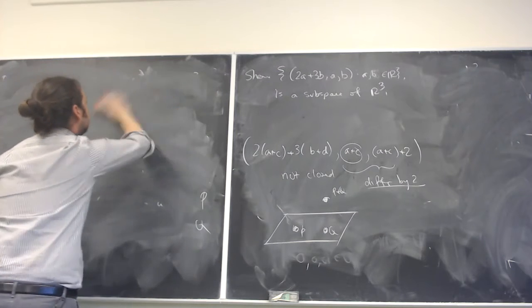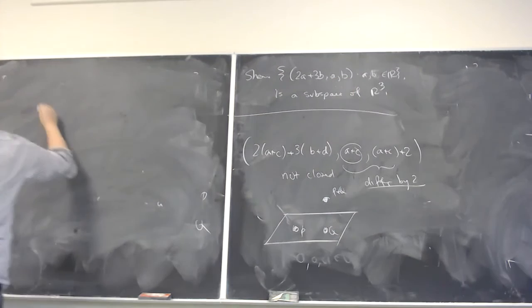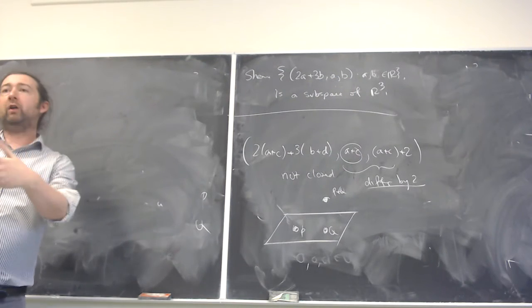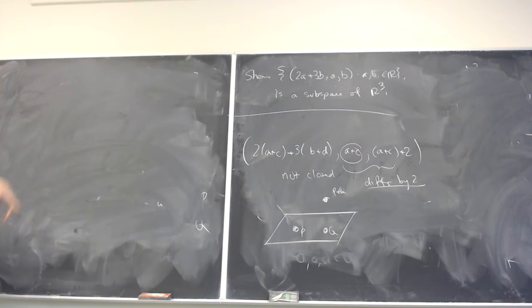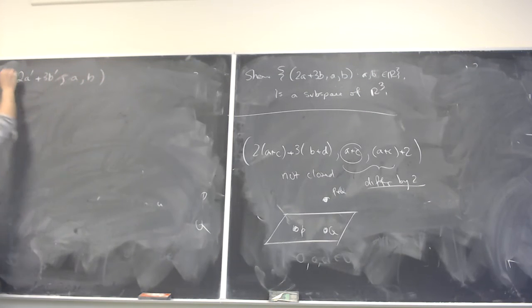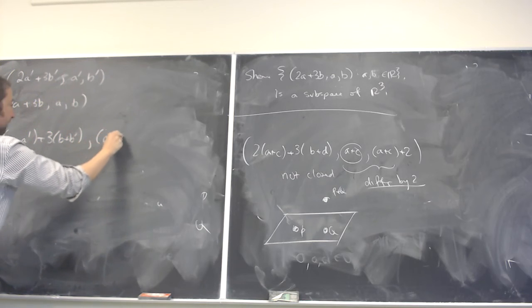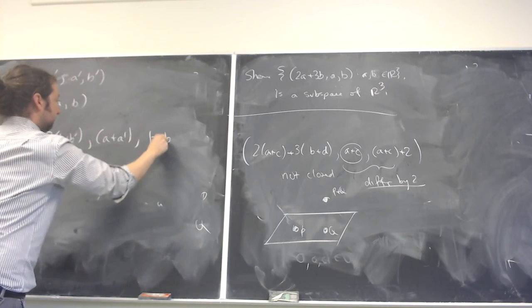Okay, on the other hand, if you're here, you are a subspace, because you can do the same game where you take arbitrary points and add them together, and you can resort them so they have the same form. If you took (2a' + 3b', a', b') and added that to (2a + 3b, a, b), well, you get (2(a + a') + 3(b + b'), a + a', b + b').